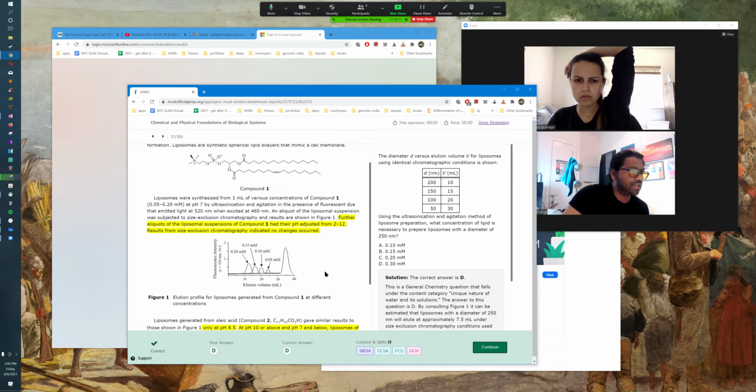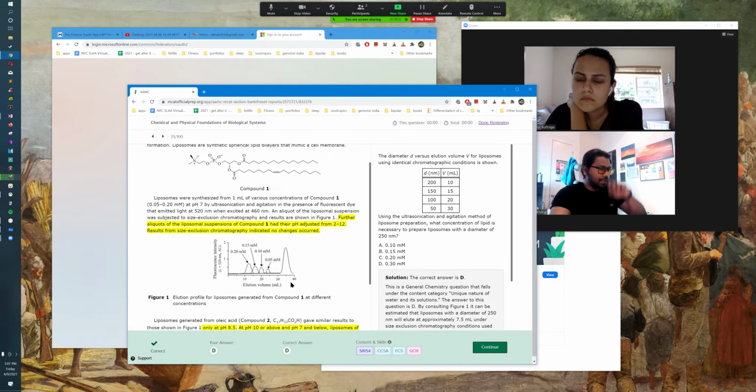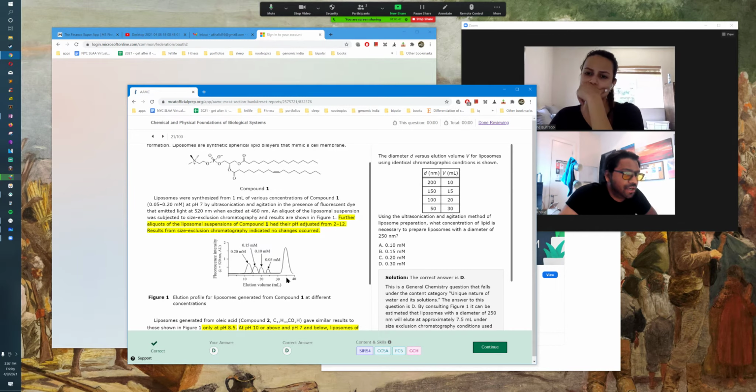So we can just look at the different things on Figure One. Not the chart, I meant Figure One. So it seems okay. So they're saying, what concentration of lipid is necessary to prepare liposomes with a diameter of 250 nanometers. Oh, interesting.